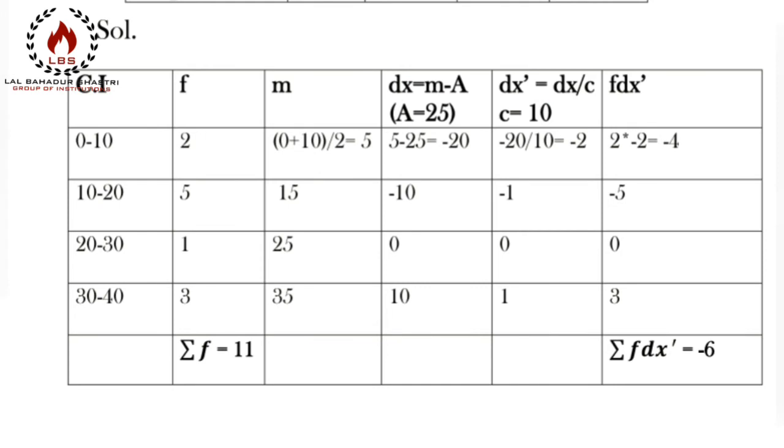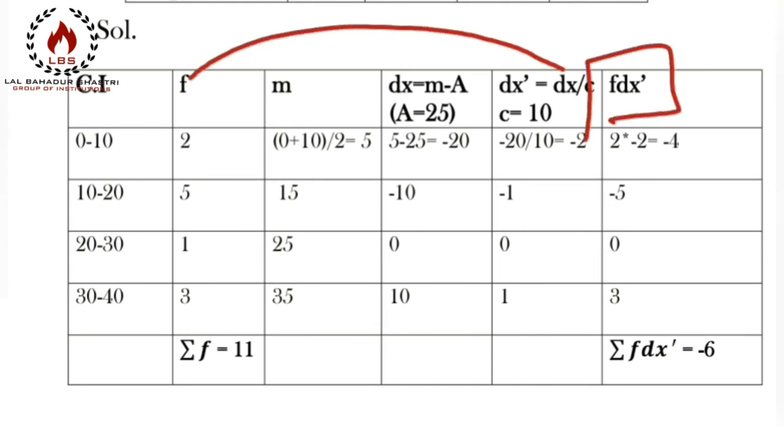After that we have to multiply this dx dash with frequency. So it will be f dx dash, and after multiplying we have to add all these values, that is minus 4, minus 5, 0 and 3, and it will be sigma f dx dash.